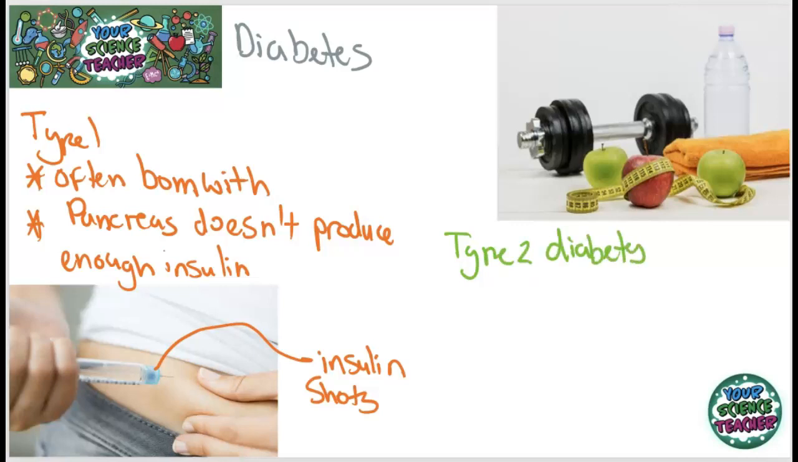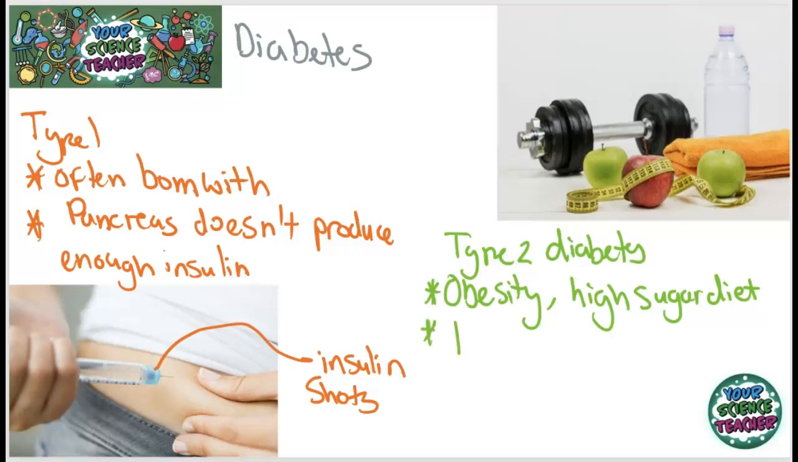Now, type 2 diabetes is a bit different as you are often not born with type 2 diabetes. It develops over time, and it can result from a few things. It can often result from obesity and a high sugar diet. Now, once you have type 2 diabetes, how do we treat this and why does it result from this high sugar diet? Well, basically what happens is your body stops responding to insulin.